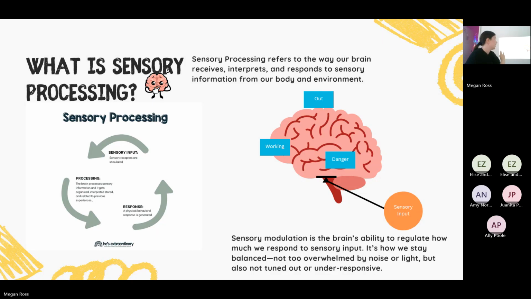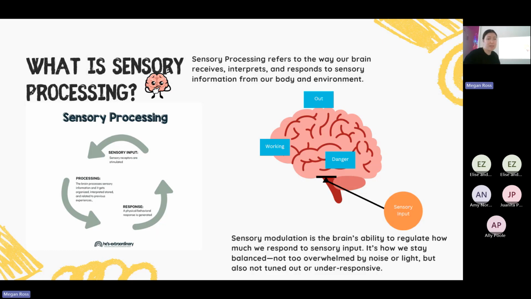So that's what is happening in the background of sensory processing and how our senses get processed and understood. Sensory modulation is a part of sensory processing. And sensory modulation is the brain's ability to regulate how much we respond to sensory input. It's how we stay balanced, not too overwhelmed, but also not tuned out and under responsive. So all of us sensory modulate, we all do that without noticing it, probably a lot of the time.